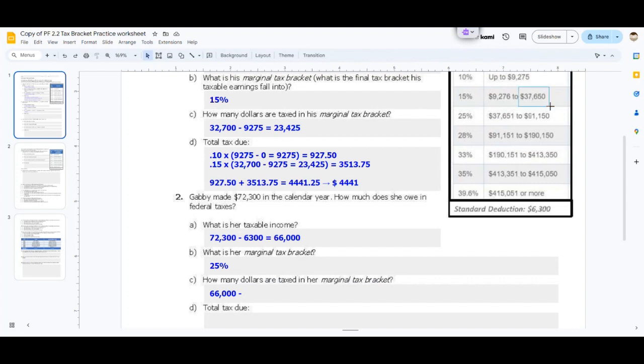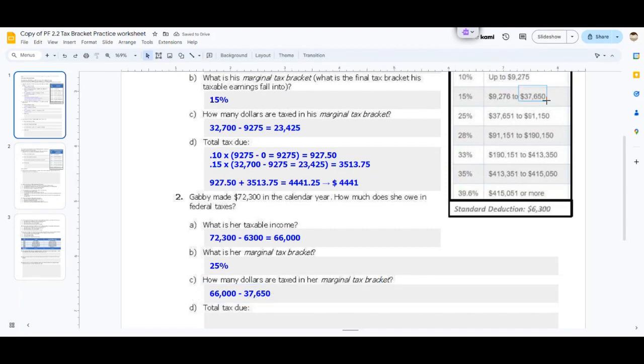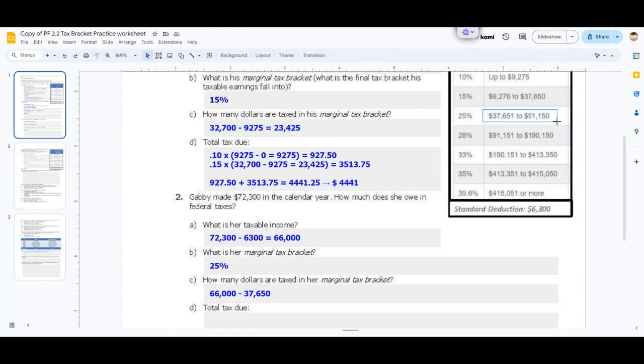So altogether, 37,650 were taxed at either 10 or 15%. So we want to make sure that we're not taxing that amount again. So that's why we need to subtract that out, 37,650 from right here, so that we can isolate only the dollars that are within that range.